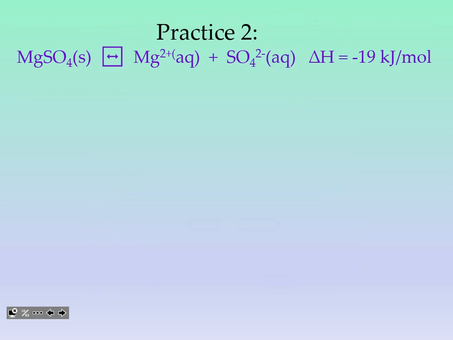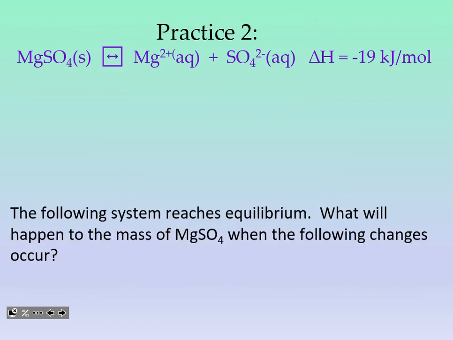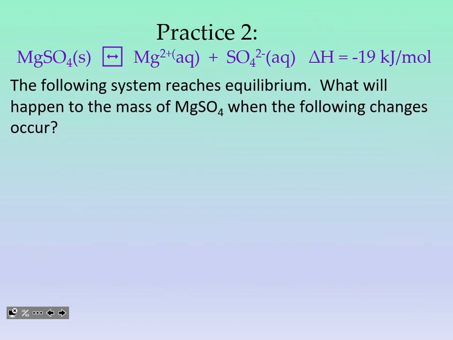All right, so now we're going to do another practice here. This is a dissolution system. We have magnesium sulfate solid dumped into a beaker. A certain amount of it is going to dissolve, but there's going to be some of the magnesium sulfate solid at the bottom. And some of it dissolves into its ions, gets surrounded by the waters and all that.